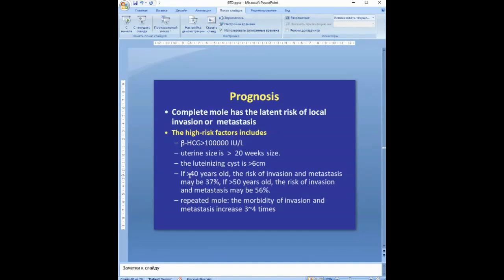If more than 40 years old, the risk of invasion and metastasis may be 37%. If more than 50 years old, the risk of invasion and metastasis may be 56%. With repeated mole, the morbidity of invasion and metastasis increased 3 to 4 times.